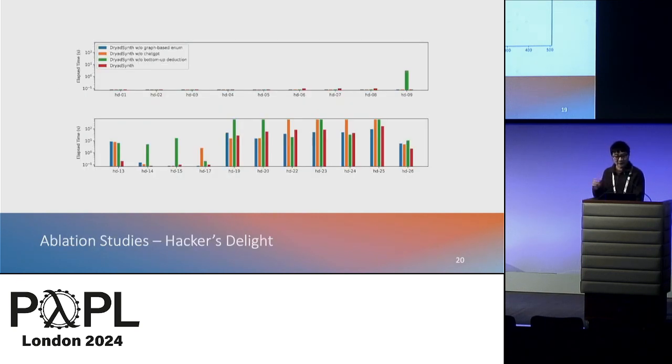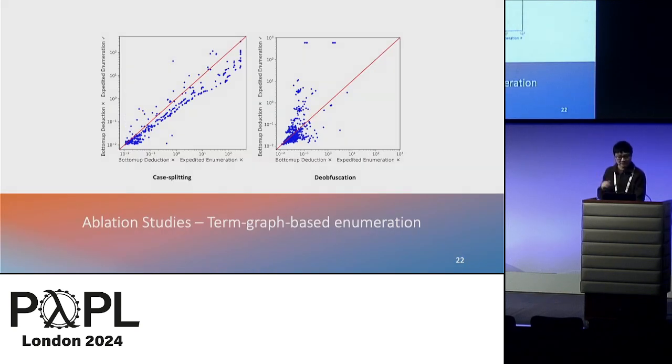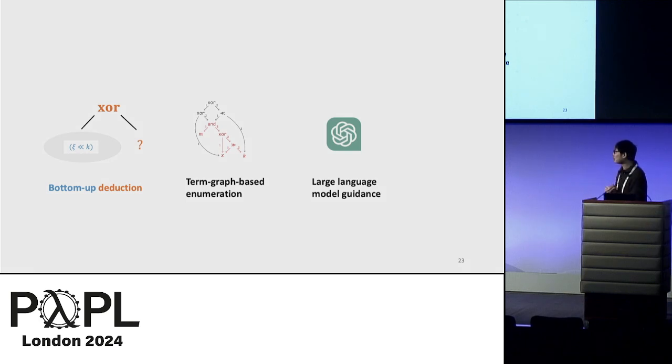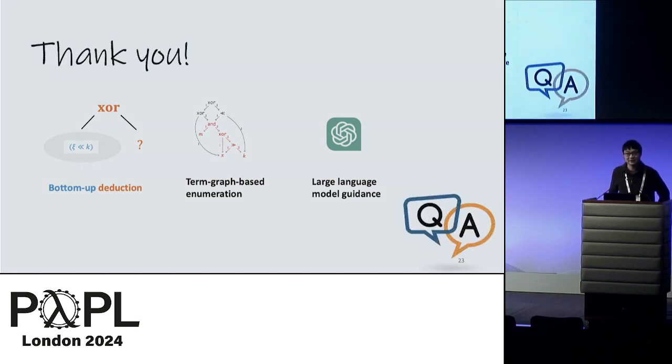I'm running out of time, so I don't want to talk too much about ablation studies, but the takeaway is that every single idea is critical for some of the benchmarks, and with all these techniques combined together, we can get all the Hacker's Delight benchmarks solved. All right. So that's what we have, a bunch of techniques: bottom-up deduction, term graph-based enumeration, and large language model guidance for bit vector synthesis. But I think the techniques can be general and useful in other contexts as well. So thank you for your attention.